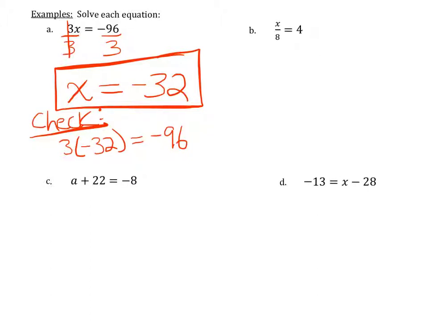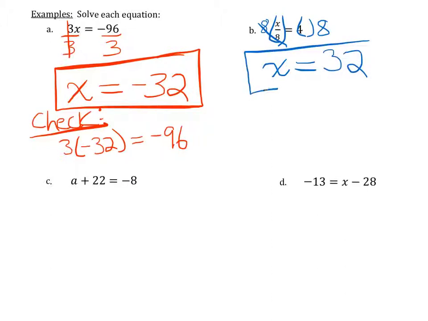Let's look at this next example. I have x divided by 8 equals 4. Looking at my variable, the operation that I see in the problem is division. Well, the opposite or the inverse operation to division is multiplication. And so I'm going to multiply both sides by 8. I'm going to come on this side and multiply it by 8, and I'm going to come on this side and multiply it by 8. Notice the 8's cancel, so we're left with x. And 4 times 8 is 32. So we get x equals 32.